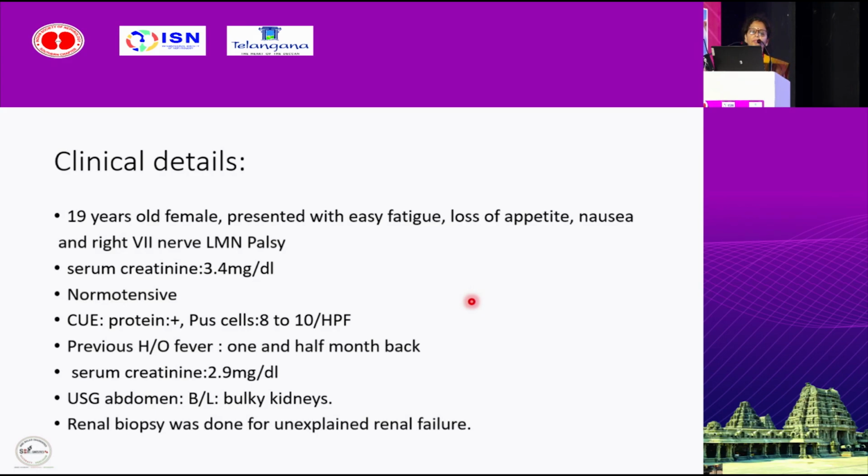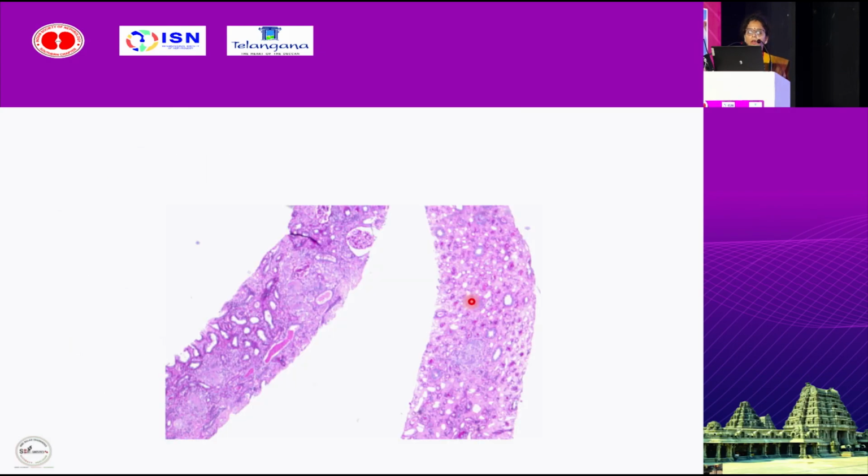Patient had previous history of fever 1.5 months back. Serum creatinine was 2.9 milligrams per deciliter at that time. On USG, there were bilaterally bulky kidneys, and renal biopsy was done for unexplained renal failure. So we received these 2 cores of renal biopsy.